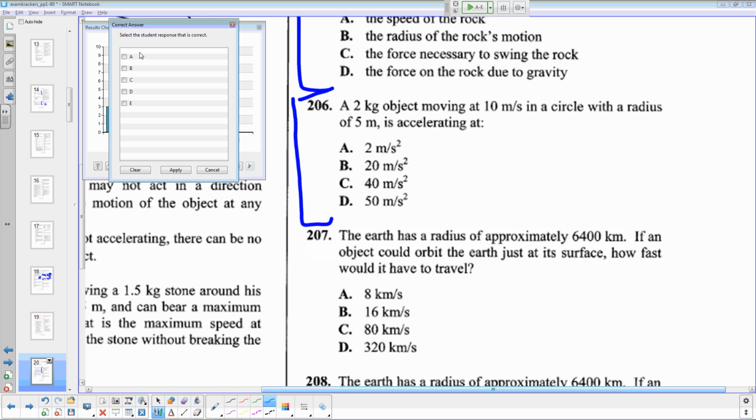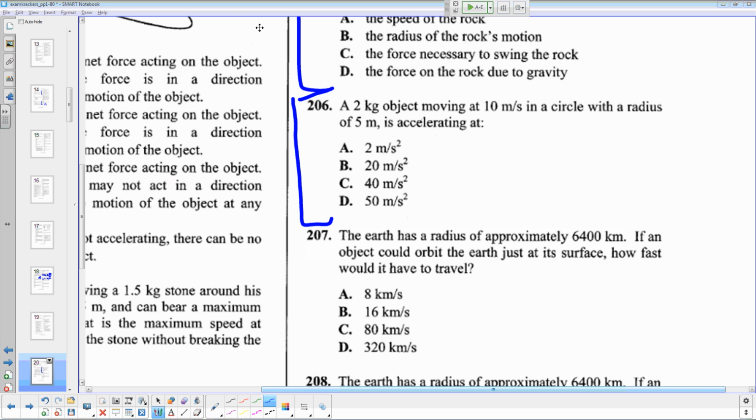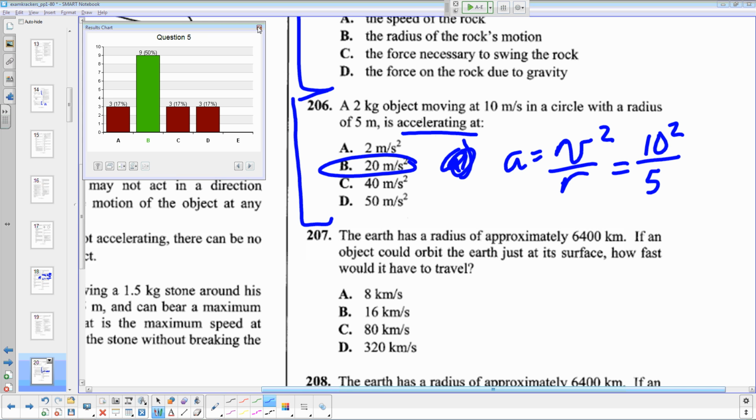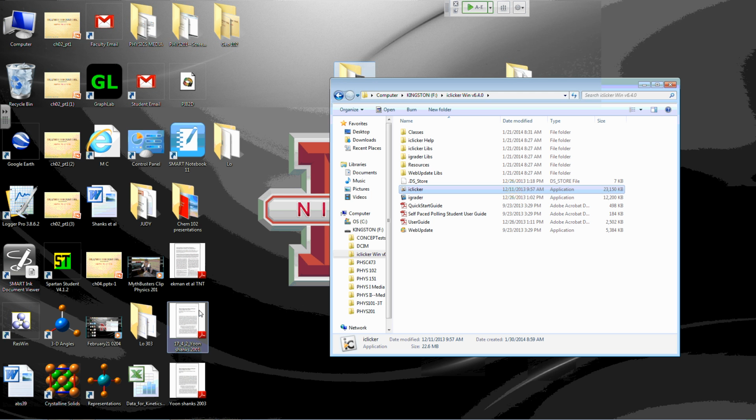Okay, B must be right. Go with the majority. So this is simple, right? It's just mv squared over r. If I want to know the acceleration, it equals not mv squared over r, but v squared over r. Is that what y'all did, if you got it wrong? It's just v squared over r because it's just looking for the acceleration. If you're looking for the force, you'd multiply times the mass. So it's 10 meters per second squared over the radius, which is 5. Is that what y'all answered? Yeah, okay. All right, let's take another look at a longer question.